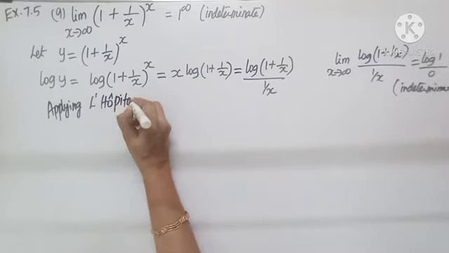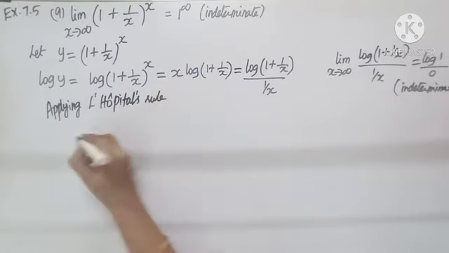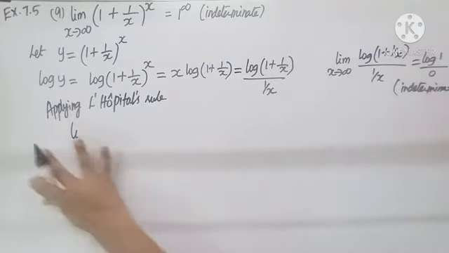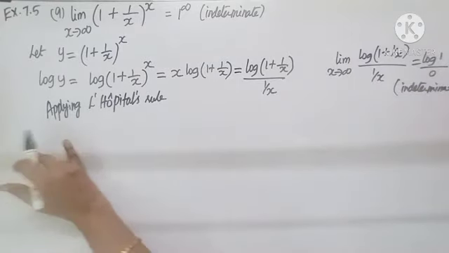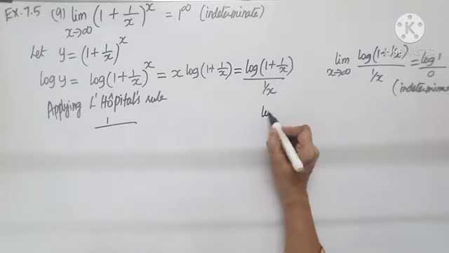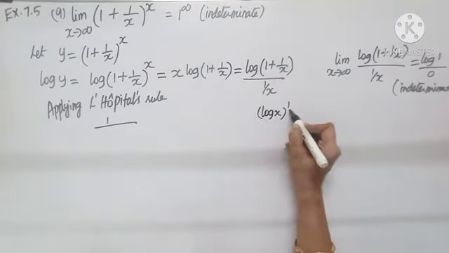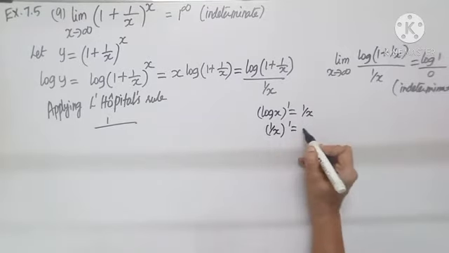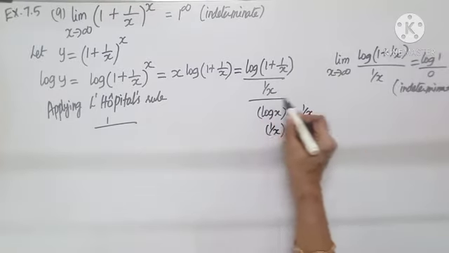Differentiate the numerator separately and the denominator separately. Logarithm. What is the log formula? Log will become 1 by x. Let us remember certain formulas. Log x becomes 1 by x. 1 by x becomes minus 1 by x squared.